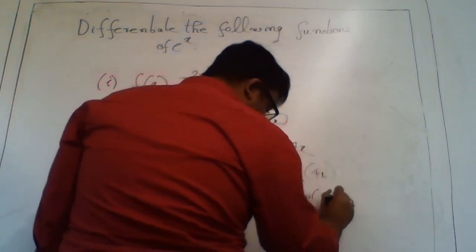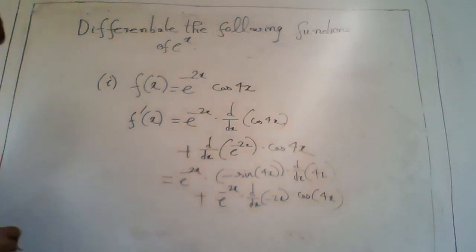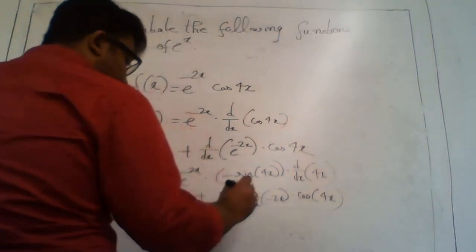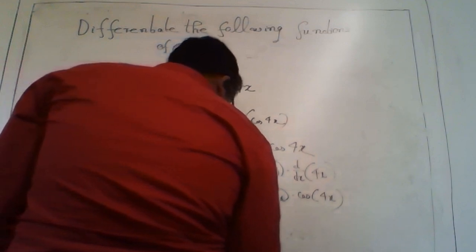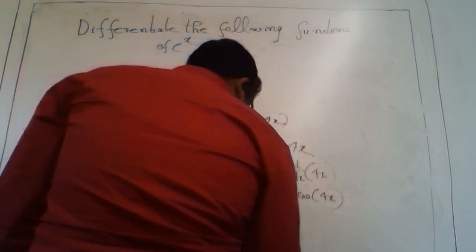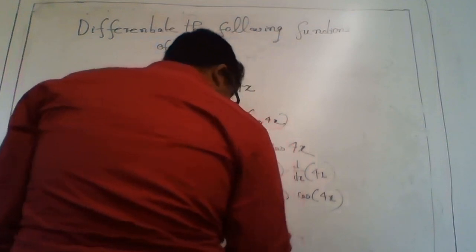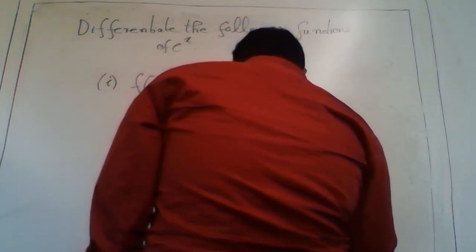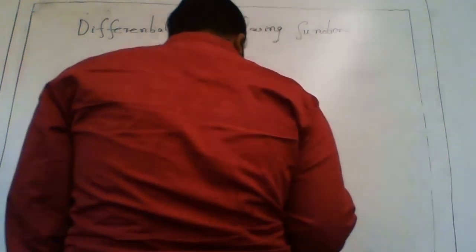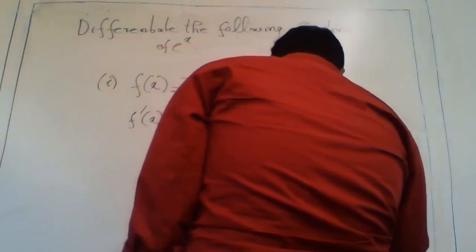So ultimately it will be equal to minus 4 e to the power minus 2x sine of 4x, minus 2 e to the power minus 2x cosine 4x.